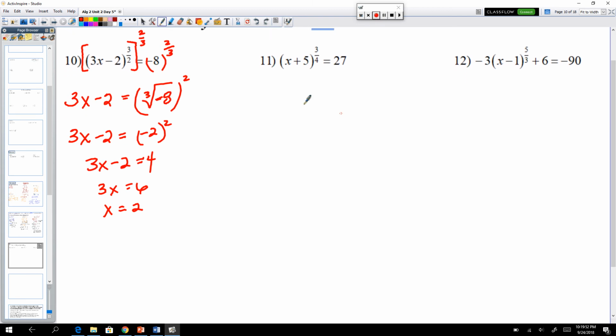We want to check to make sure it's not extraneous. So we go back to the original. Before we did all this crazy power, reciprocal power stuff, we're going to go back to the original and plug 2 in for x and see if we get a true statement. Does that equal negative 8? That's the question. So let's see, 3 times 2 is 6, 6 minus 2 is 4. So 4 to the 3/2 power, does that equal negative 8?